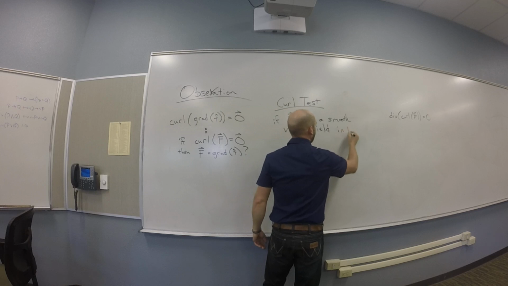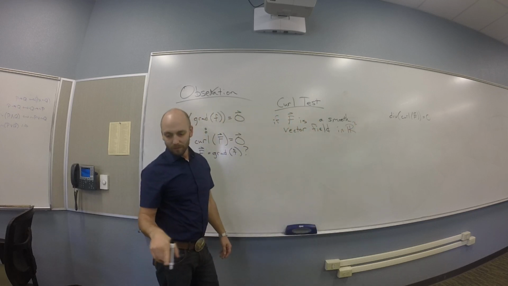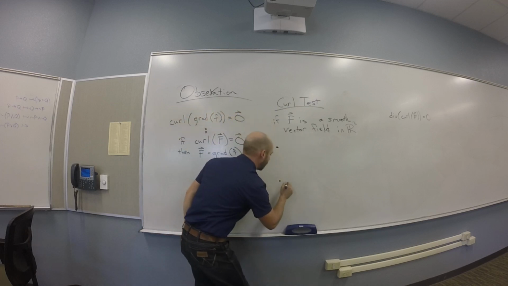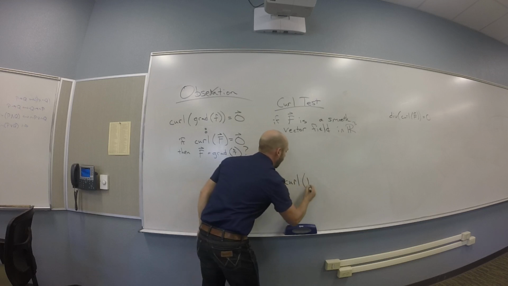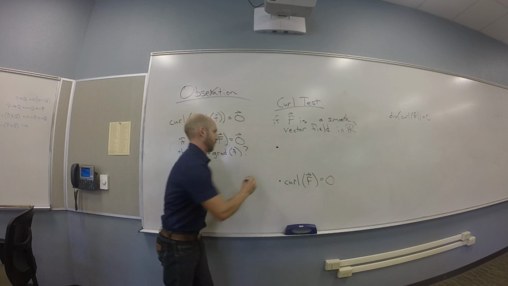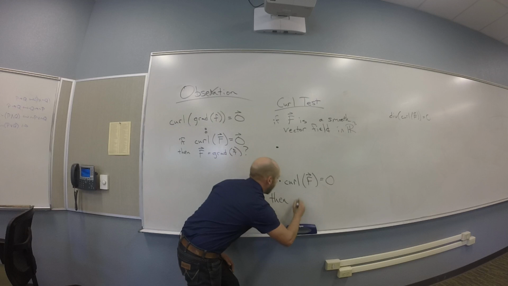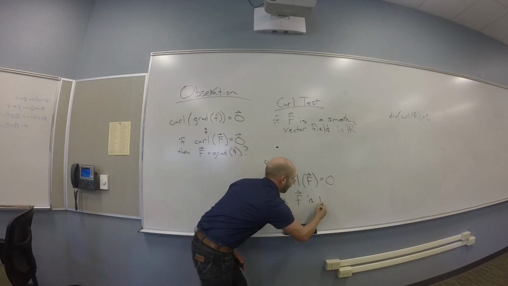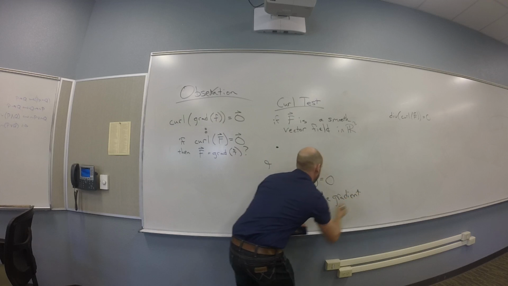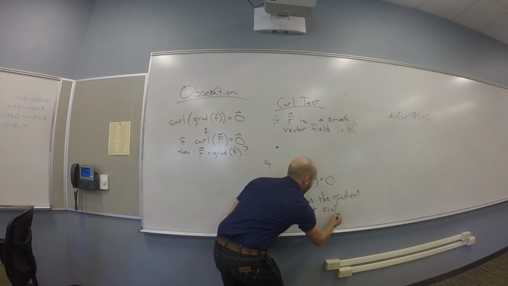So if f is a smooth vector field in R3, so we're playing three-dimensional games, so we could apply Stokes and stuff. And then we need a thing about the domain that I'm going to leave blank for a second, and the curl of f is 0. Then f is the gradient of some scalar function.